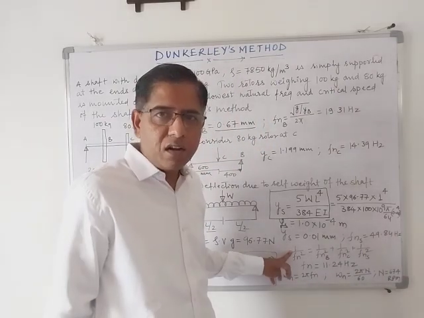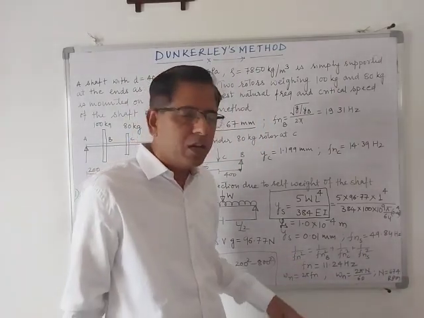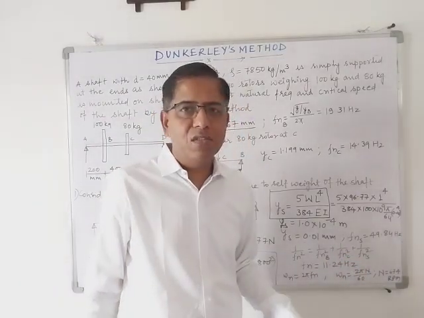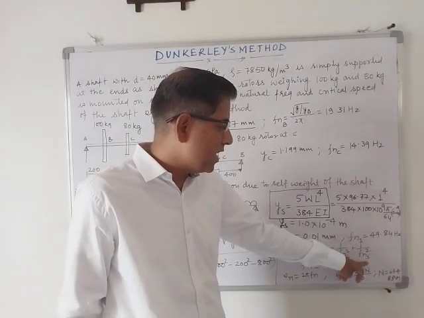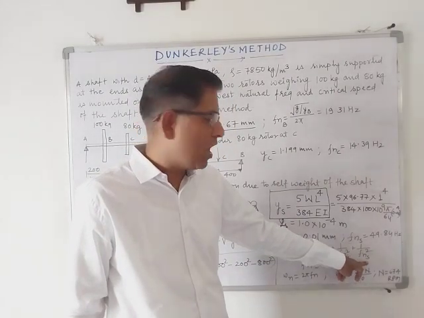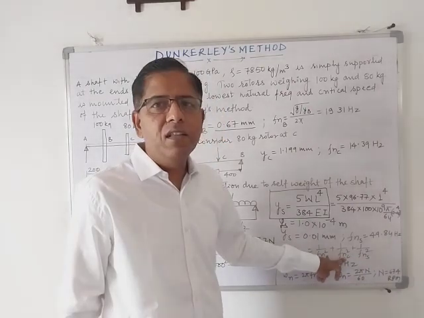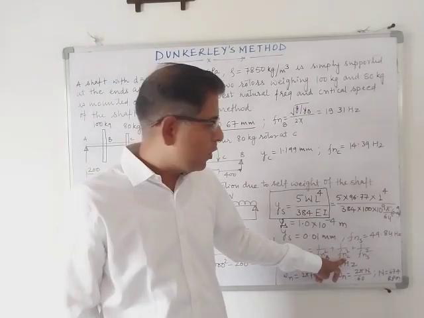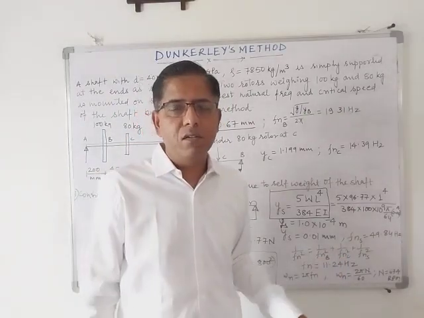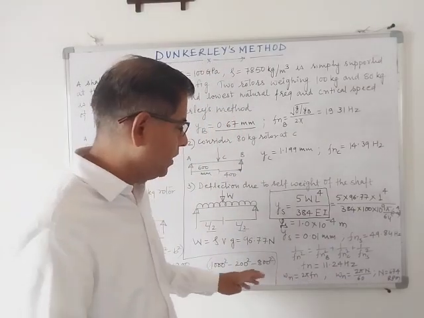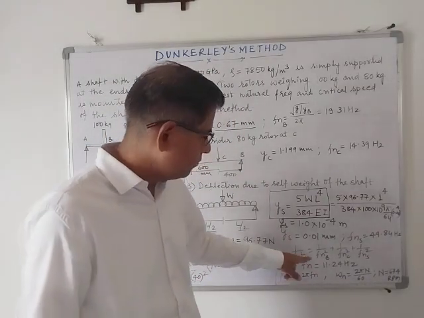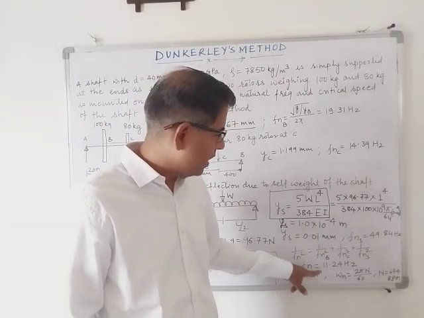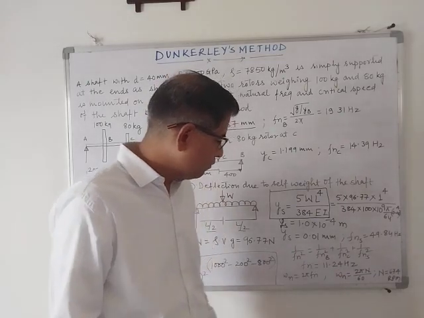And by using the Dunkerley formula, 1 upon Fn square is equal to 1 upon Fnb square plus 1 upon Fnc square plus 1 upon Fns square. So this S stands for the natural frequency due to the shaft. Fnc is the natural frequency due to the rotor at point C, and Fnb indicates the natural frequency due to the rotor at B. From this I find the natural frequency of the entire system, and it comes out to be 11.24 Hertz.